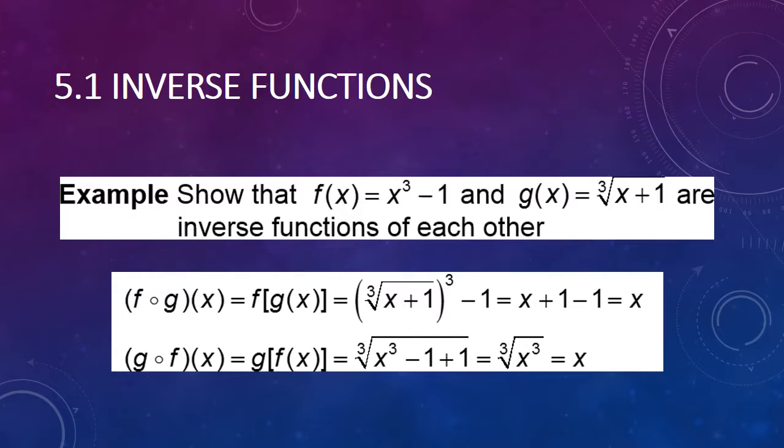Okay, so we've got them composed here, and this can look a little intimidating, but because they're inverses, everything drops out really nicely. We take the cube root of x plus 1 and we cube it, and then subtract 1. That gives us x plus 1 minus 1, which is x. Doing the composition the other way, we have the cube root of x cubed minus 1 plus 1. Well, the minus 1 and plus 1 cancel out, so you have the cube root of x cubed, which again is just x, which means that these two functions are inverses of each other.